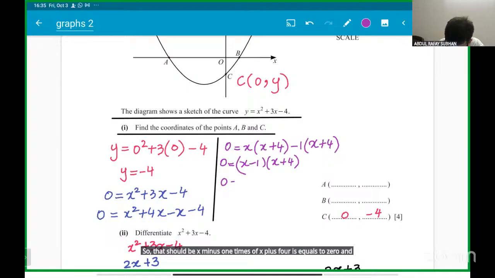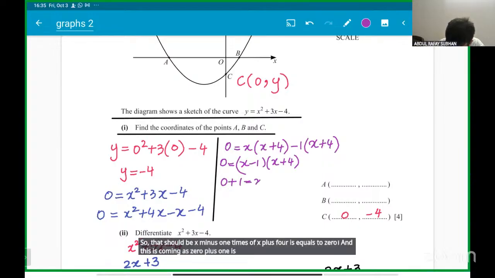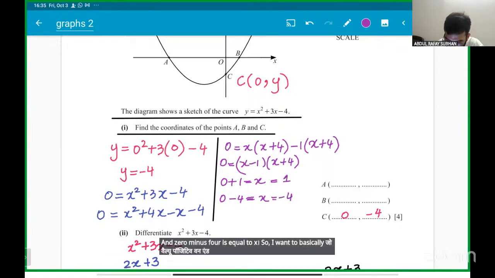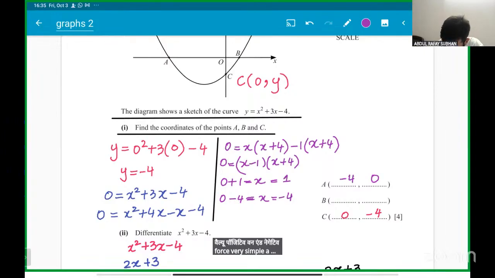And this is coming as 0 plus 1 is equals to x, and 0 minus 4 is equals to x. So I got basically two values, positive 1 and negative 4. It's very simple. A value will be -4 comma 0 and B value will be 1 comma 0.